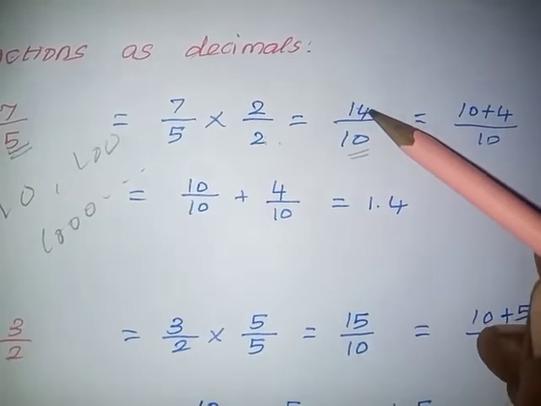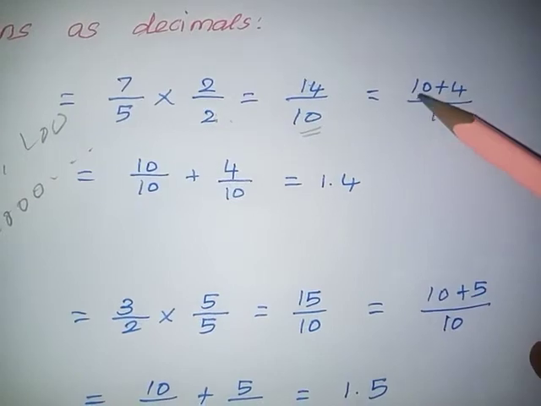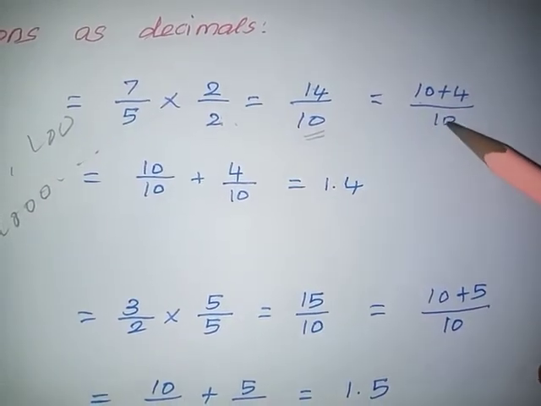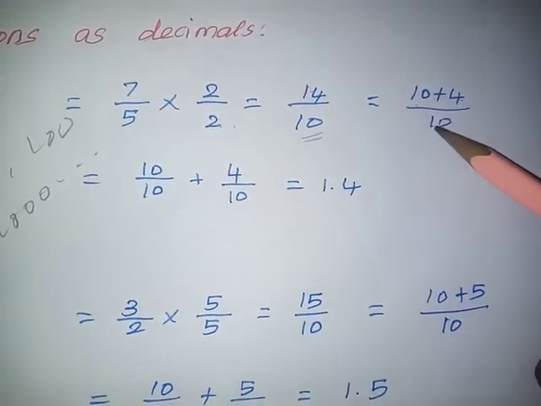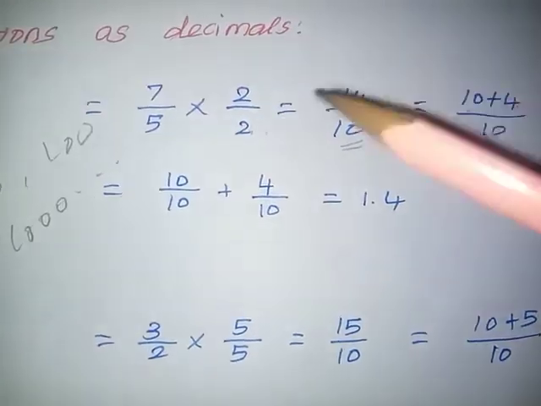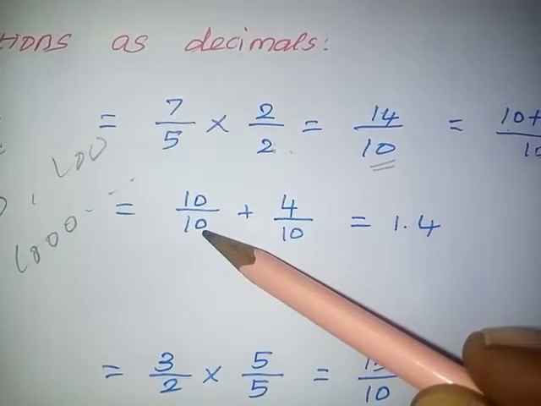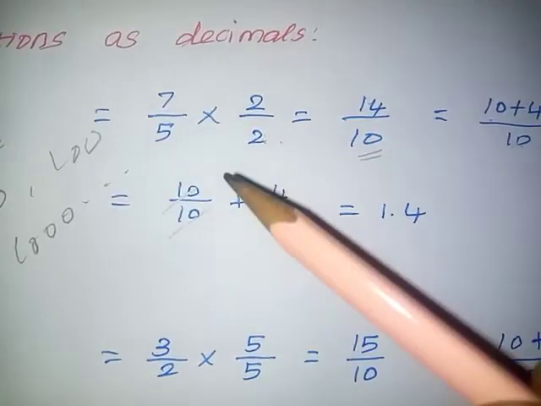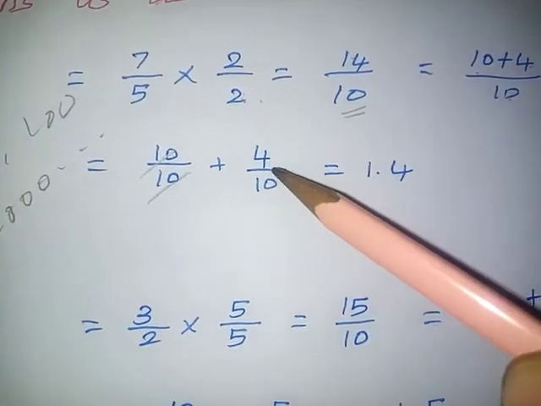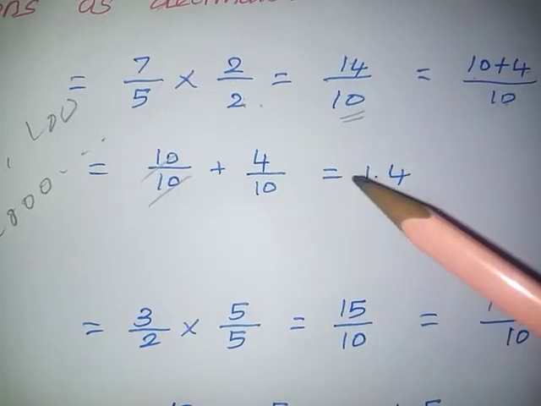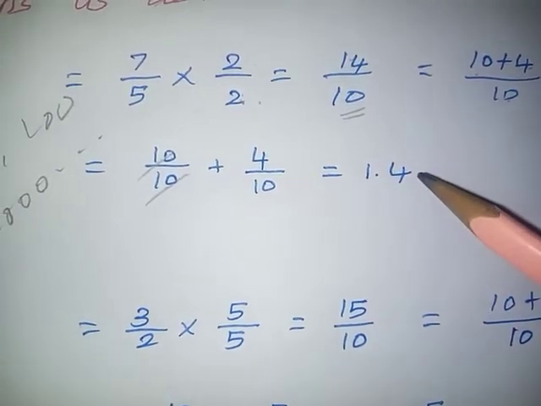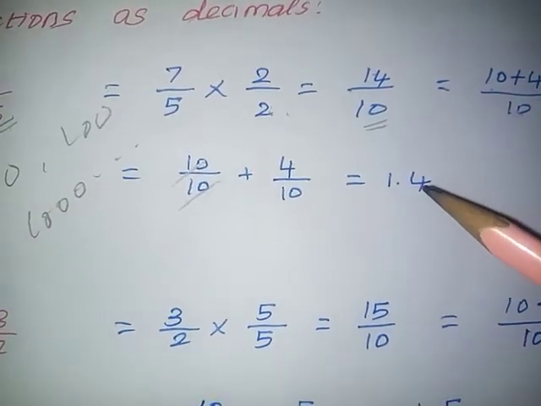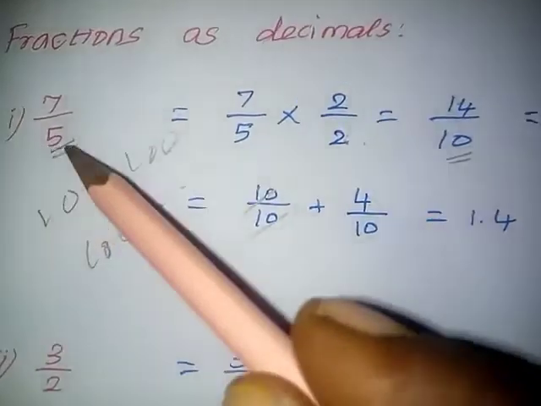So 14 can be written as 10 plus 4. Now the denominator is common, so we can apply it individually. So 10/10 plus 4/10. 10/10 is nothing but 1. 4/10 is the decimal part. So 1.4 is the respective decimal value of the given fraction.